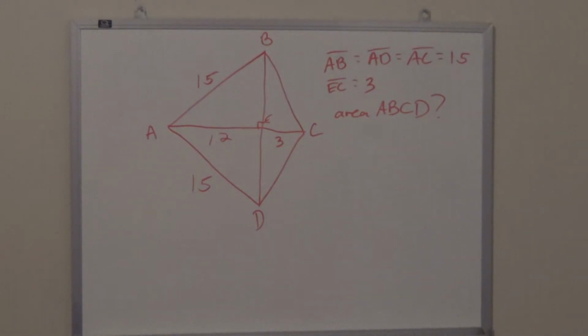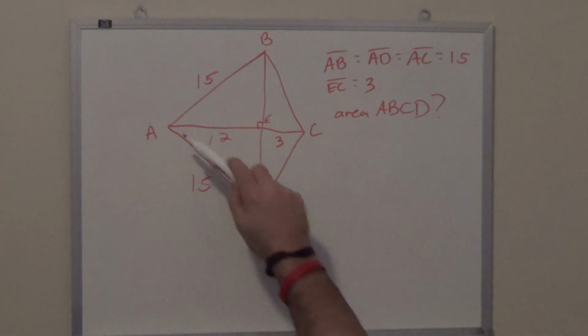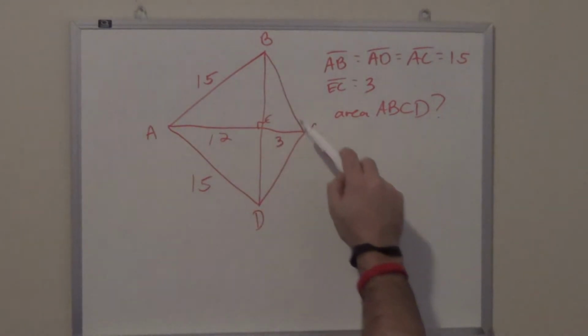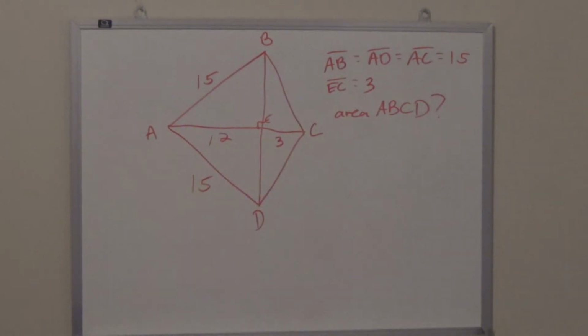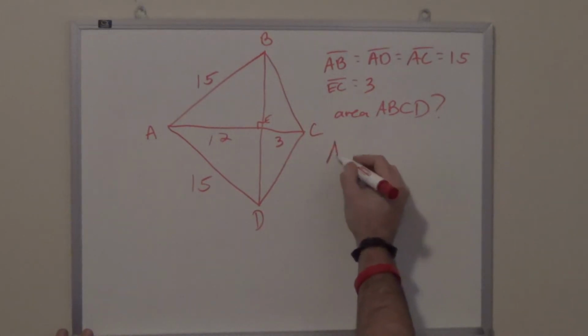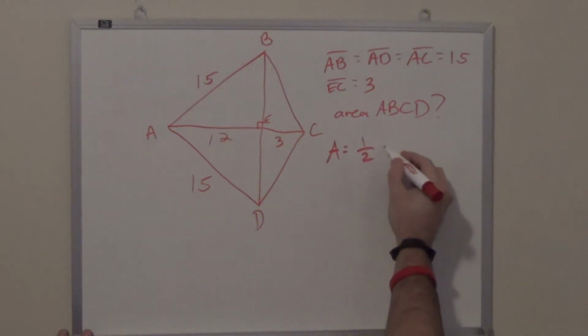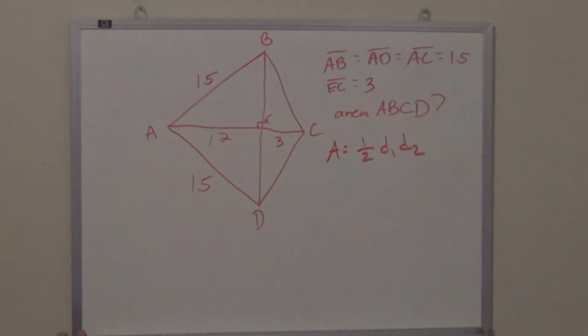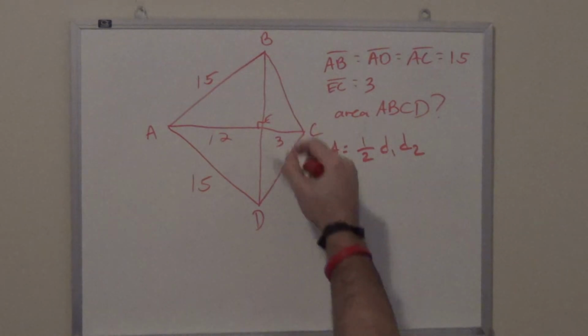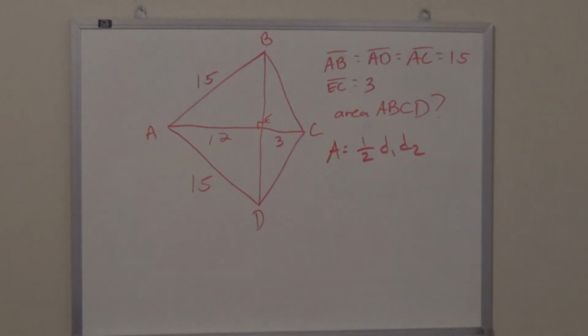This looks like a kite. These sides are congruent. Looks as though these are congruent. The diagonals are perpendicular, which is a trait of a kite. I'm going to take a stab here and say that most people do not know that the area of a kite is 1/2 diagonal 1 times diagonal 2. If you know that, we're in good shape. We could just get this diagonal and be finished. However, I don't think most people are going to do that.